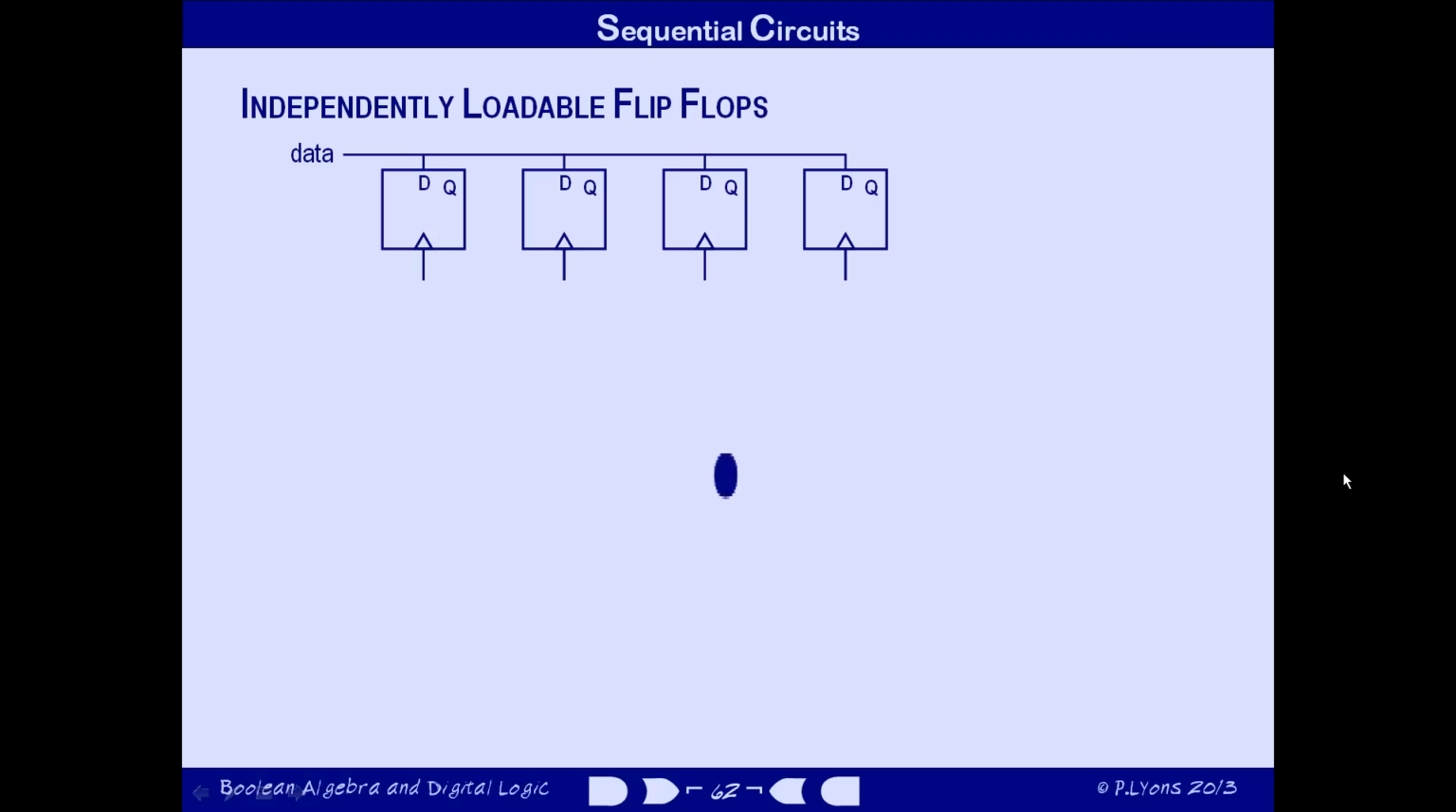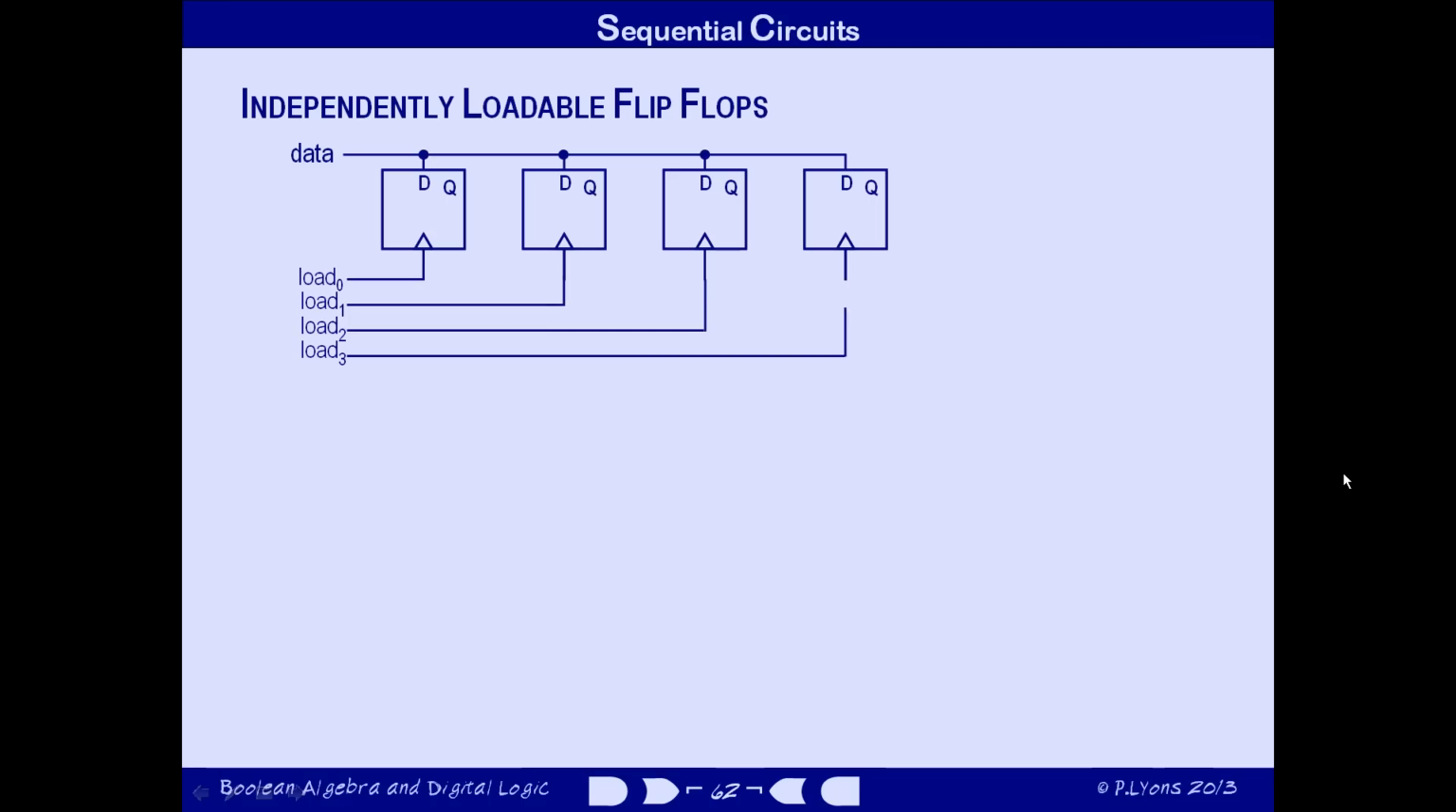A while ago, we considered the possibility of attaching a number of flip-flops to a single data source so that they could be loaded independently. This requires a set of independent control lines, each one clocking a separate flip-flop. Remember that the clock input to a flip-flop doesn't tell it the time, it tells us that it is time to load a data value.